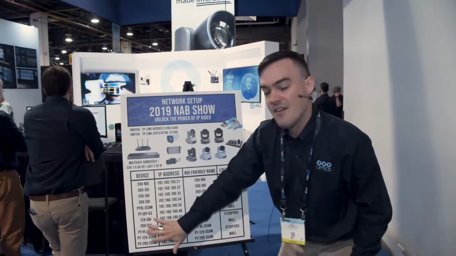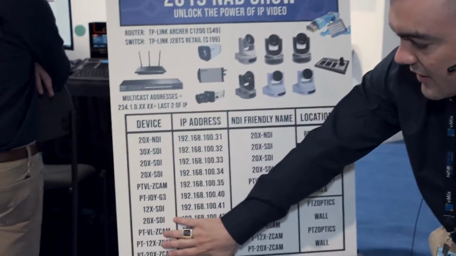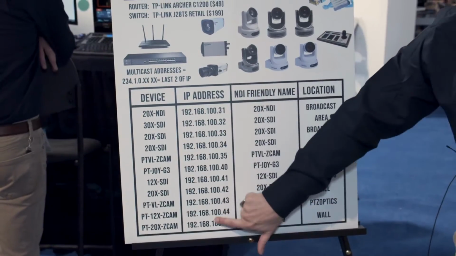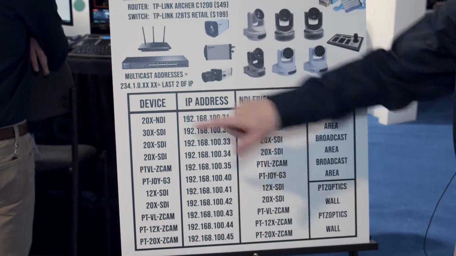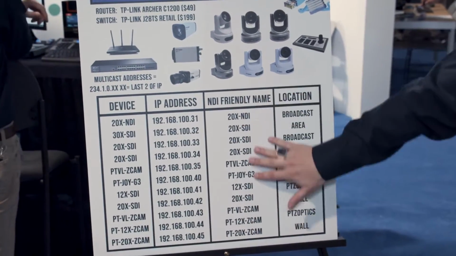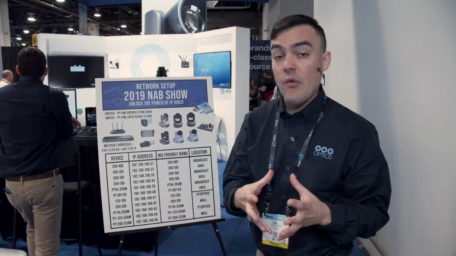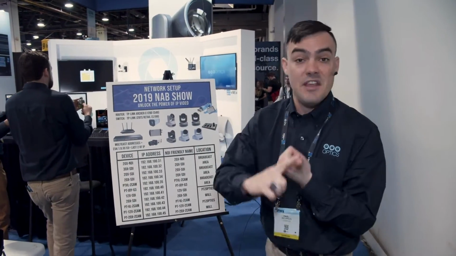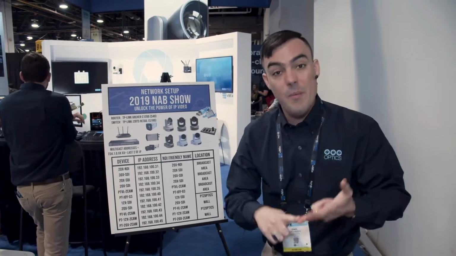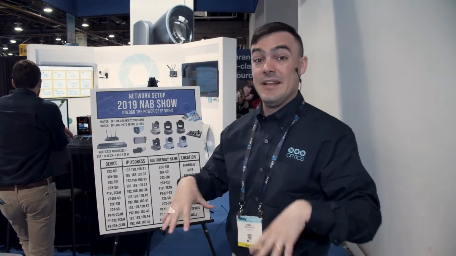Just to give you an idea of how we organize our IP video structure, we have all of our cameras written down. They all have static IP addresses, they all have multicast addresses, and then they have what's called an NDI-friendly name. This is what comes up automatically discoverable with your video production software that supports NDI, such as vMix, Wirecast, OBS, Livestream Studio, the NewTek TriCaster, the list goes on and on. There are 70 different companies here at NAB that are supporting the NewTek NDI.